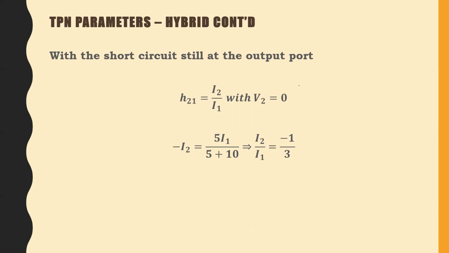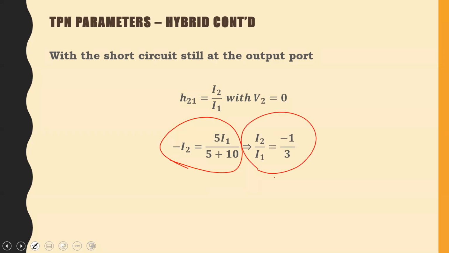Sir, would it be the negative of it, use the current divider rule and find the negative of it to get I2? Thank you very much. Because there'll be a component of I1 going through the 10 ohm, which of course would be I2. So we can apply current divider. So minus I2 would be I1 divided between the 5 and the 10. So from this expression, we have minus I2 is equal to 5I1 over 15. We cross multiply, we get I2 over I1 to be minus 1 over 3. So H21 is equal to minus 1 over 3.